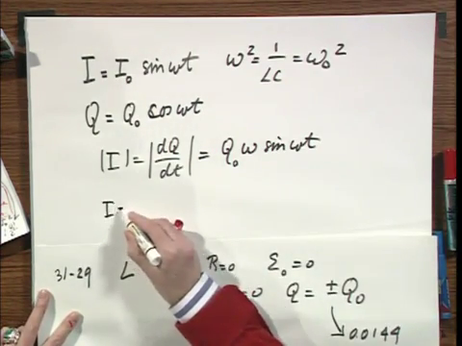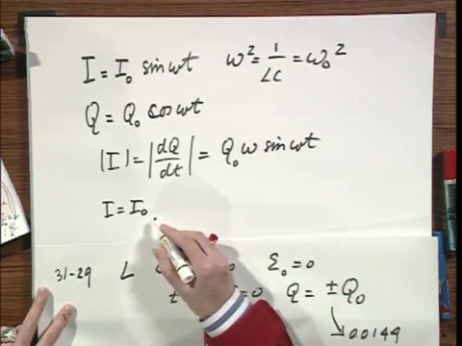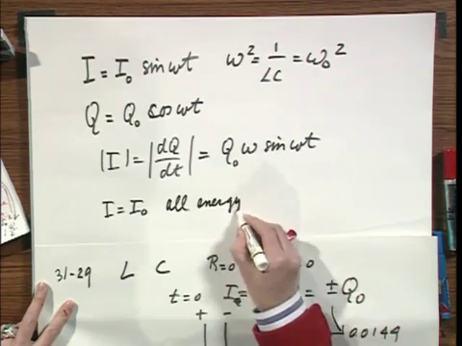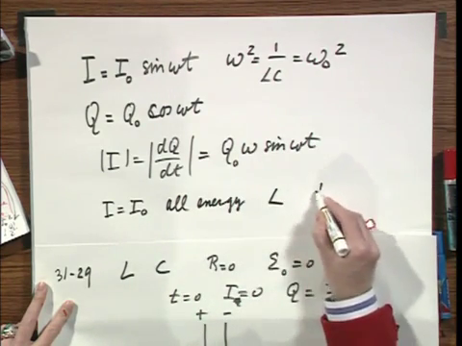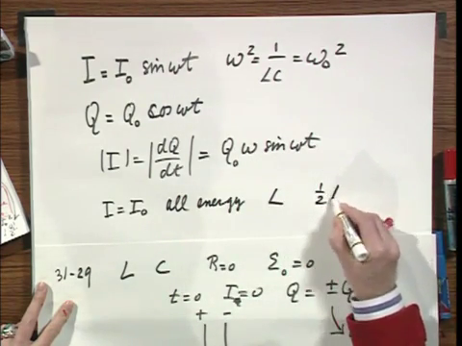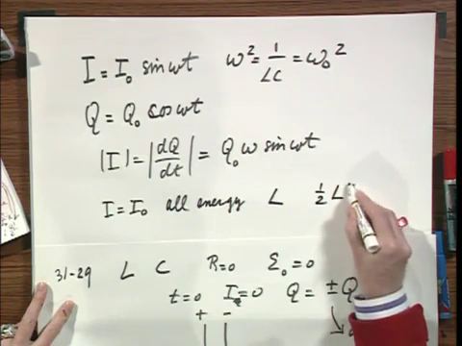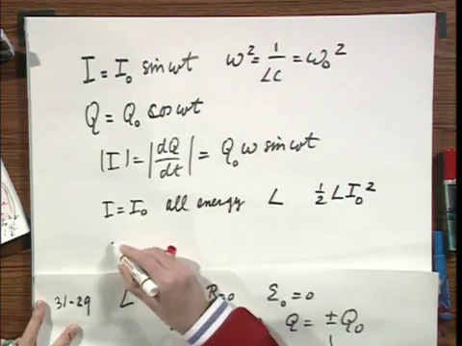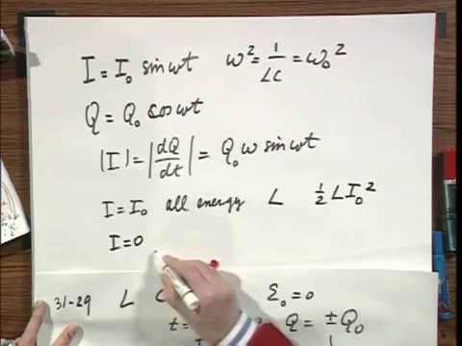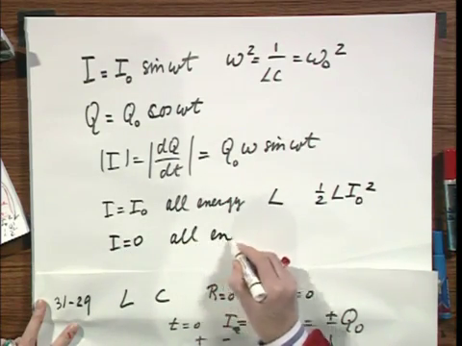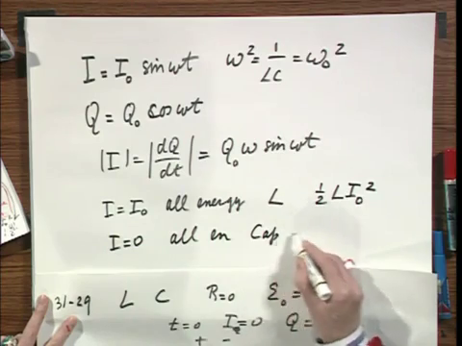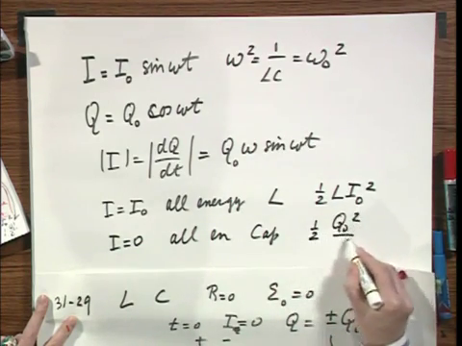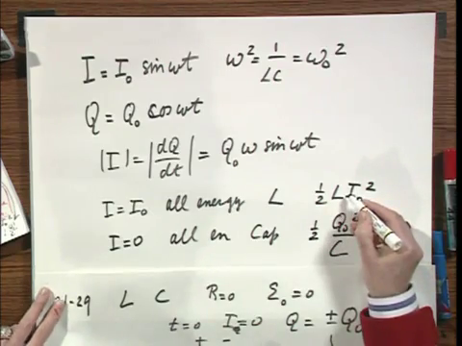Now when I equals I0, all energy is in the L, in magnetic energy, 1/2 L I0 squared. Now when I is 0, all energy is in the capacitor in the form of 1/2 Q0 squared divided by C, and there's no magnetic energy.